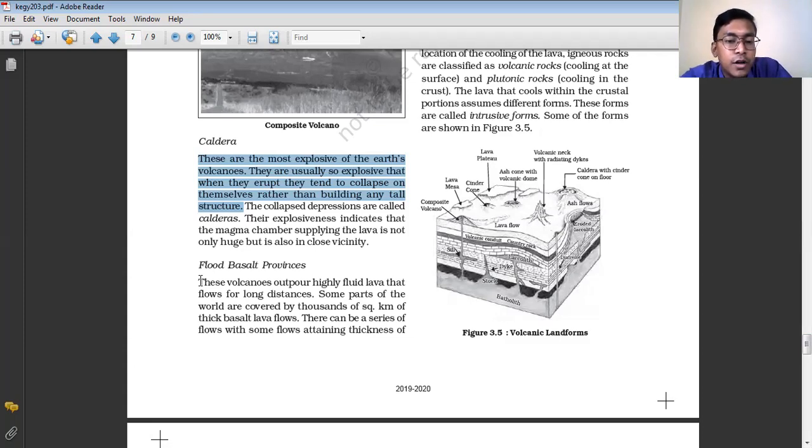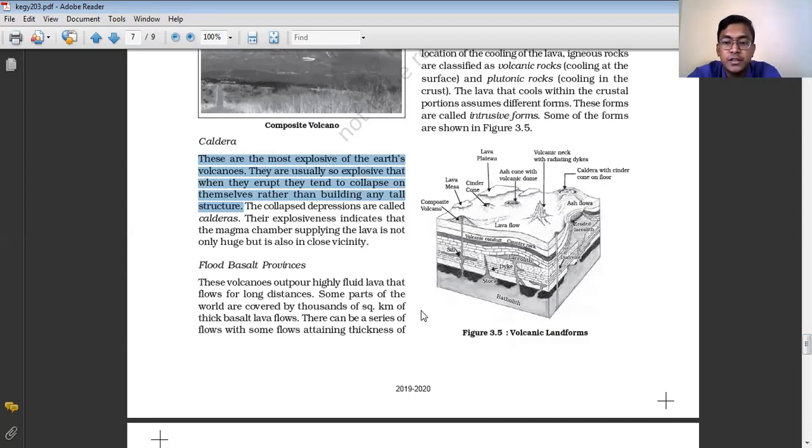Some parts of the world are covered by thousands of square kilometers of this thick basalt lava flow. In the areas where these flood basalt province volcanoes are found, the surrounding area has been formed just because of the flow of this lava. And there can be a series of flows.